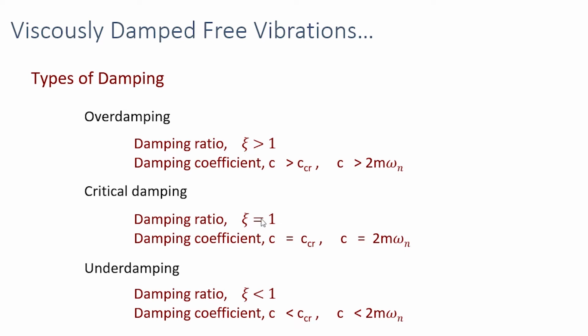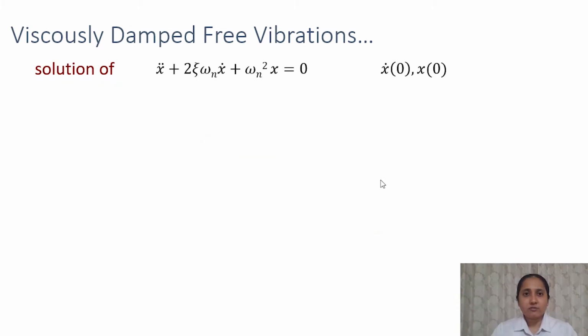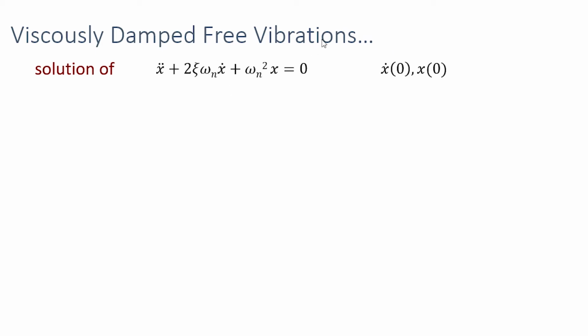And when the value of zeta is less than 1, that type of damping is called underdamping. So in that case, the damping coefficient will be less than 2m omega n. Now we will solve the equation of motion of viscously damped free vibrations. So this is a free vibration, so the force is equal to 0.